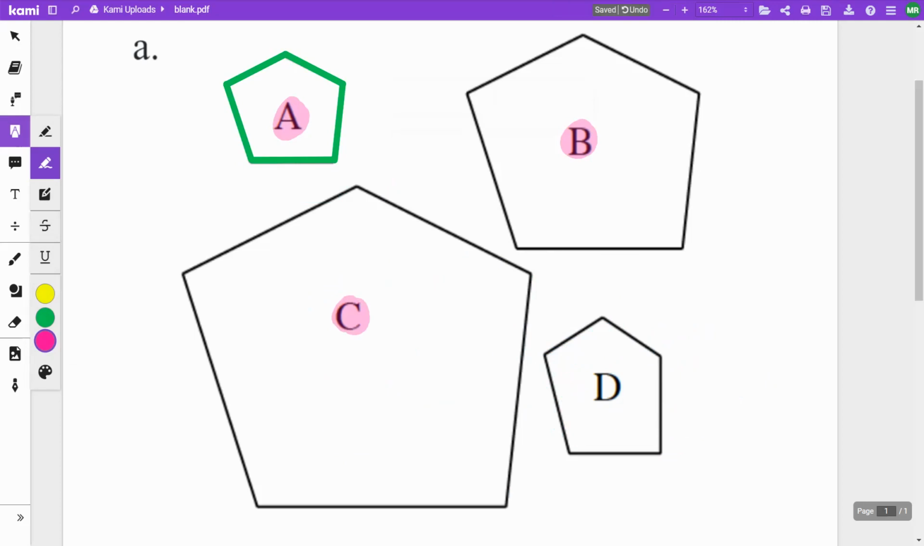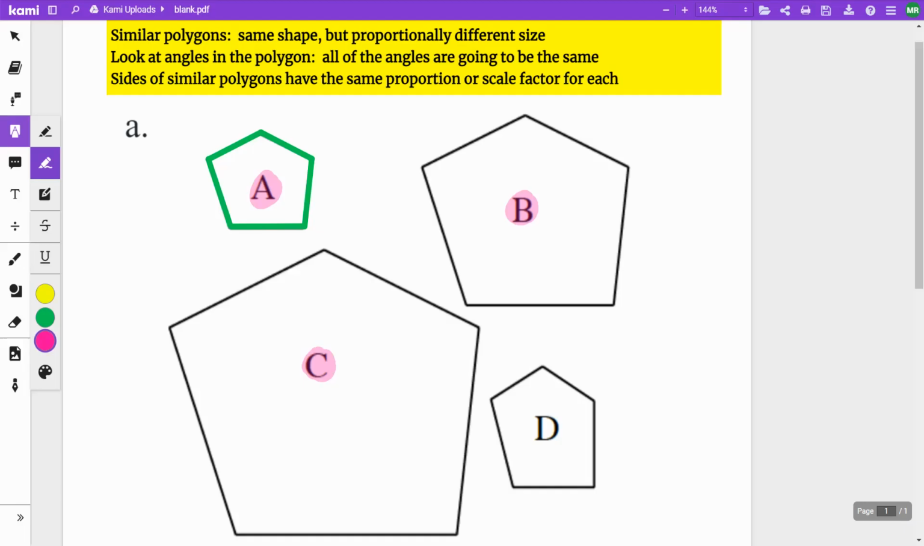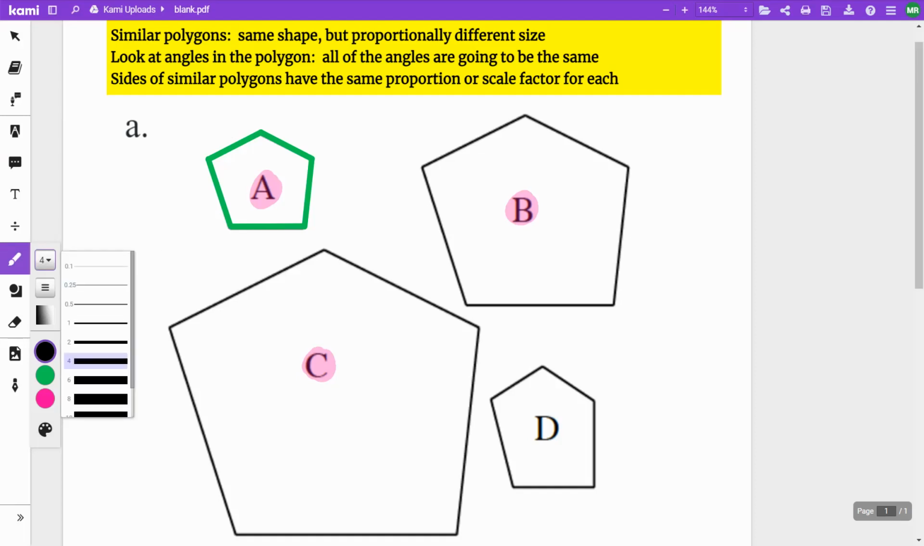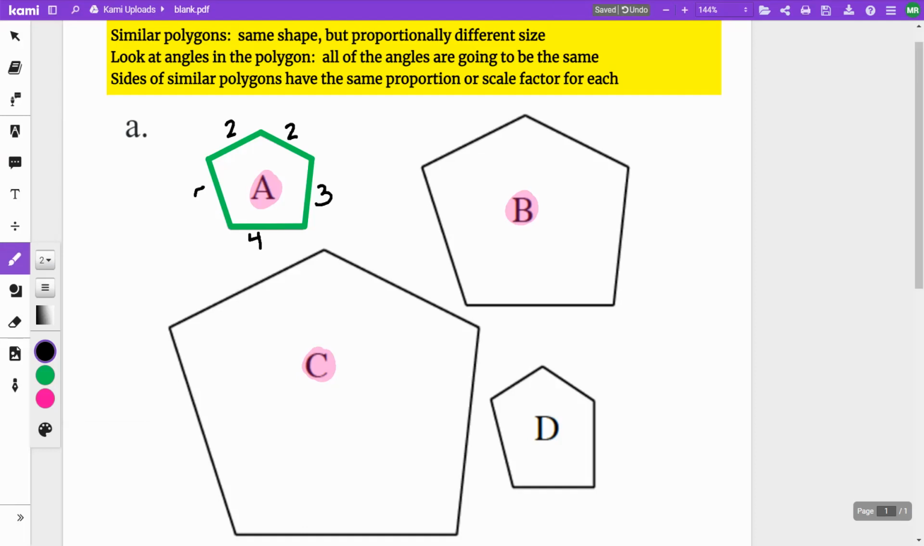Now, what is going to be true is if I had all of these side values here and I was comparing them, whatever I do, for example, to figure A to get one side of B, I do to all of the ones in A. So let's say that I'm going to make up some numbers here. Let's say that this is 2. Let's say that this is 2. They look about the same length. Let's say that this is 3, this is 4, this is 5.